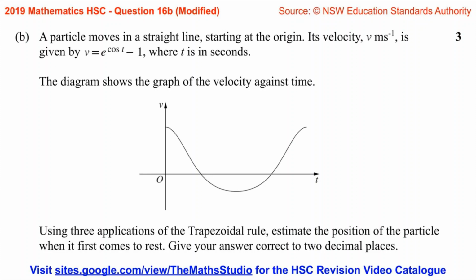Question 16b. Note that this question has been modified to comply with the current syllabus. A particle moves in a straight line starting at the origin. Its velocity, v meters per second, is given by v equals e to the power of cos t minus 1, where t is in seconds. The diagram shows the graph of the velocity against time. Using 3 applications of the trapezoidal rule, estimate the position of the particle when it first comes to rest. Give your answer correct to 2 decimal places.